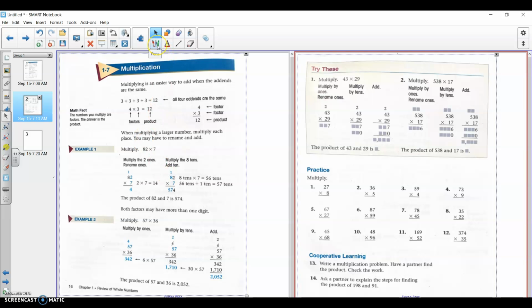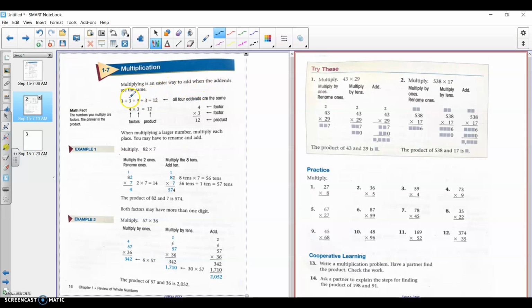All right, today's lesson is chapter 1, section 7. It is multiplication. Pretty simple for the most part, but the biggest concern for most of you is going to be multi-digit multiplication. Multiplying is an easier way to add when the add-ins are the same.